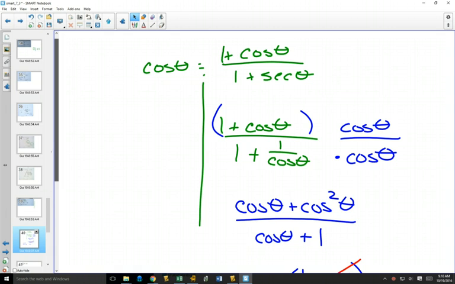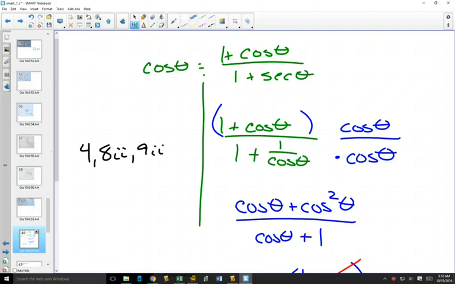Okay, so I'm going to give you some time to try some proofs in the homework: 4, 8II, 9II, and 11.